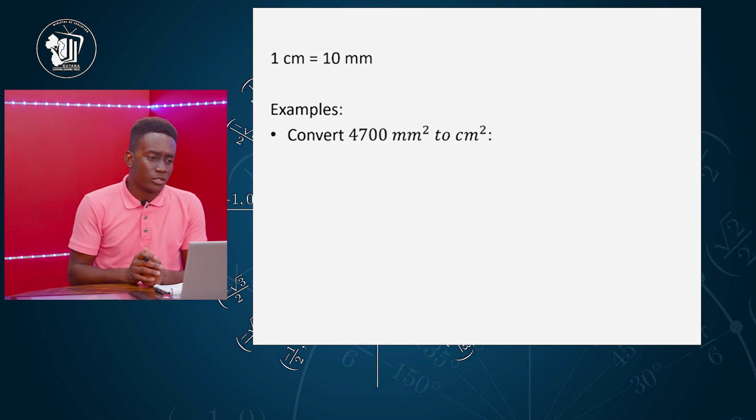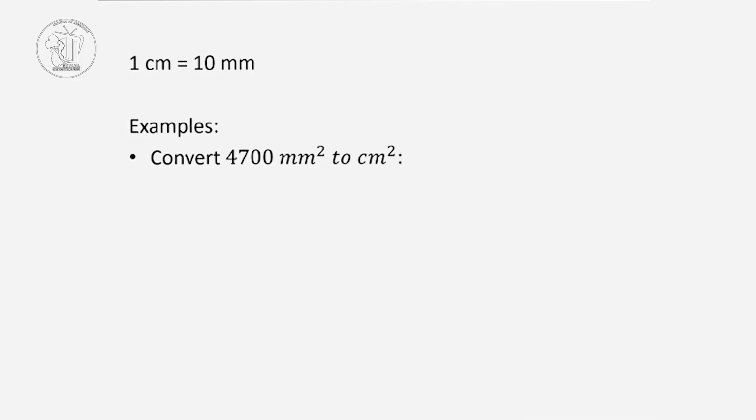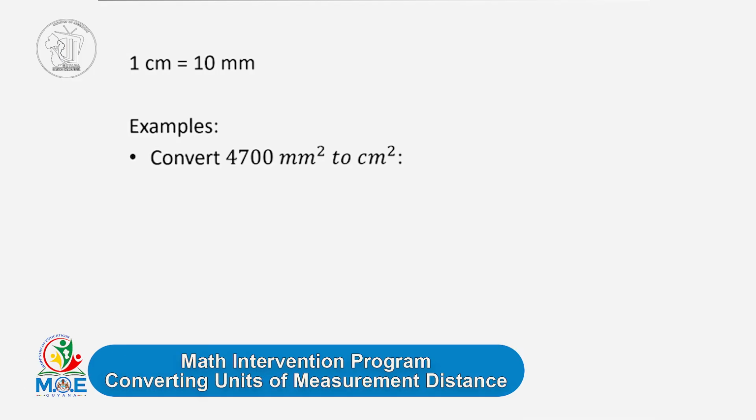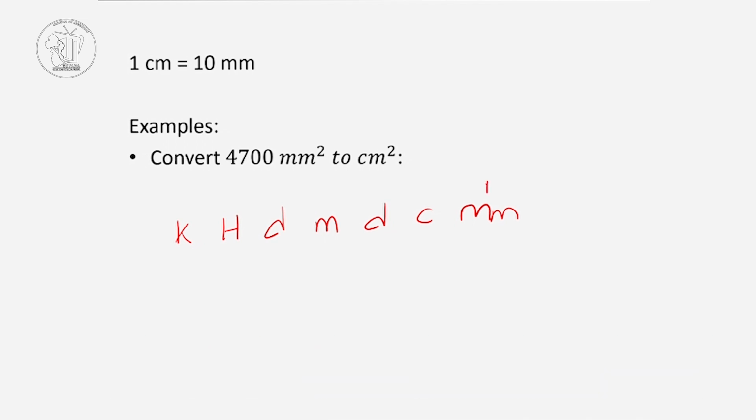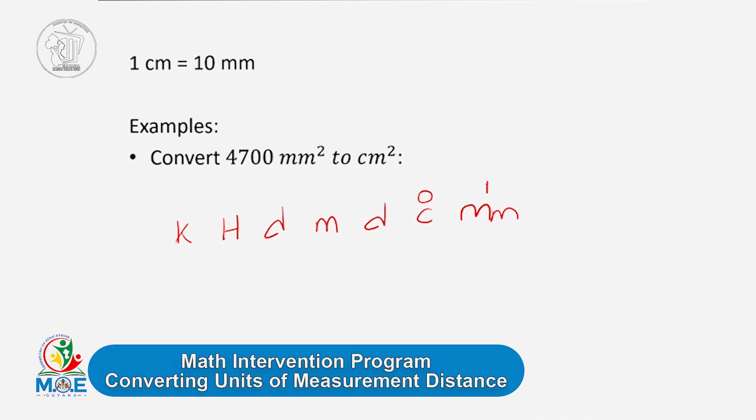So let's say we wanted to convert 4,700 mm squared to cm squared. So we have the conversion rate, but let's confirm that with the many Chinese dance, many days Hong Kong. So we add in the additional m. We are converting from millimeters and we are going to cm. So we just put in the 0 until we reach cm. So we see 1 cm is equal to 10 mm.